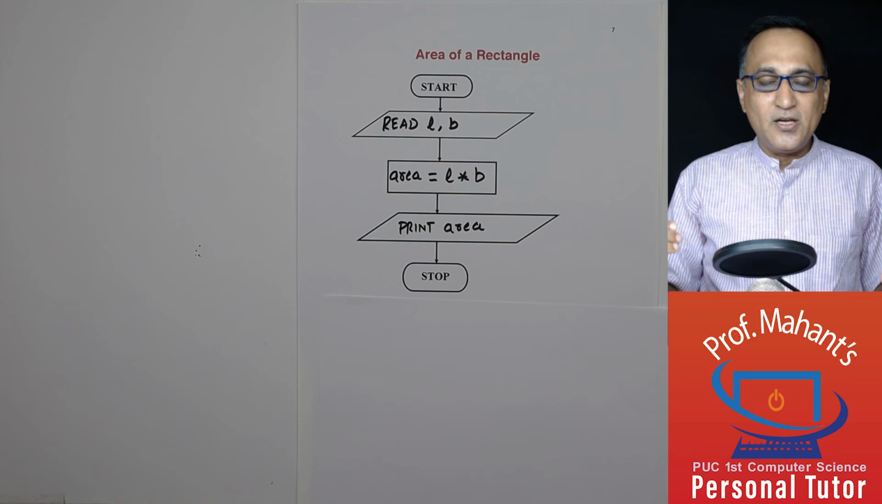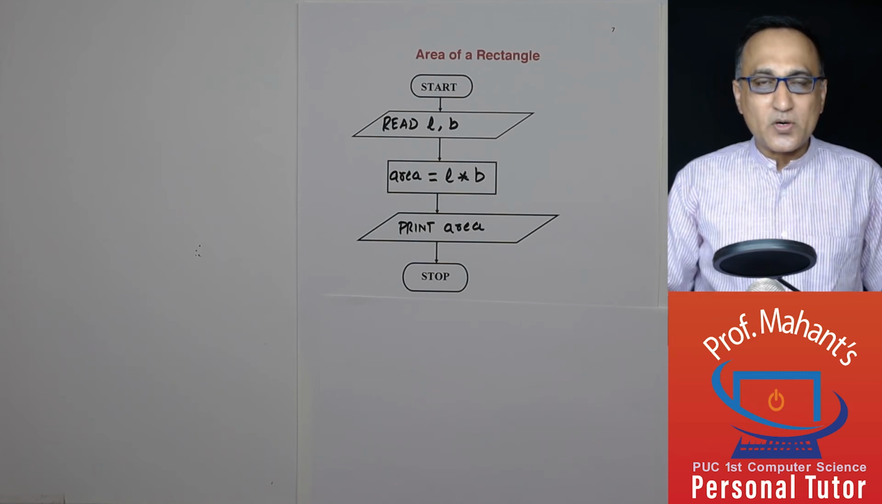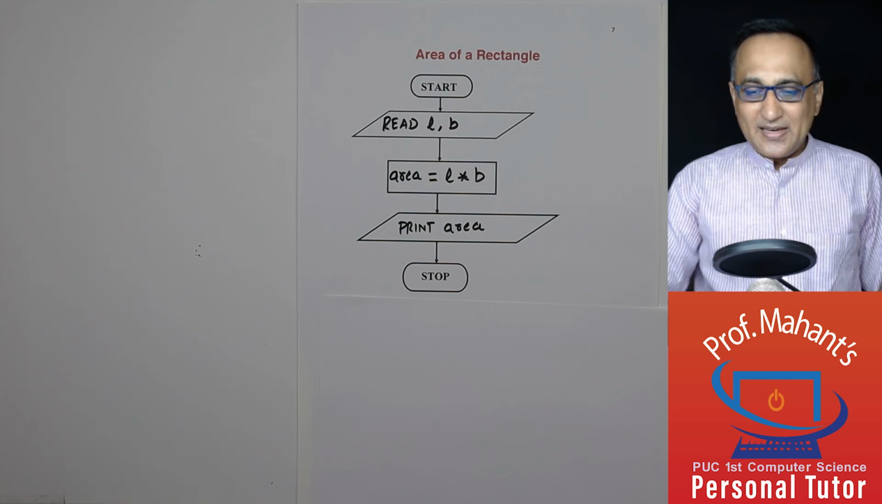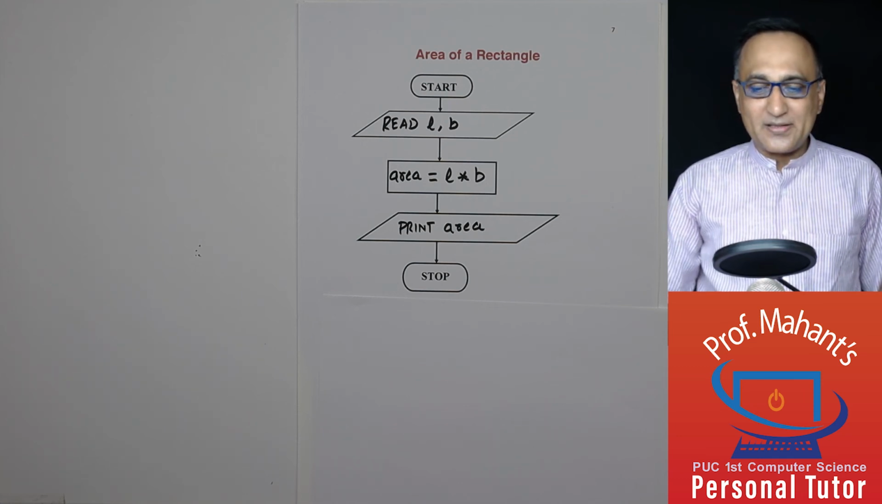So I hope, taking a look at this logic, you have understood how you can calculate the area of a rectangle. The first question you should ask is what is the input data required? The input data is length and breadth. Where is the result going to be stored? In a memory location called area. What is the calculation? Area is length into breadth. And finally, you need to print the area.